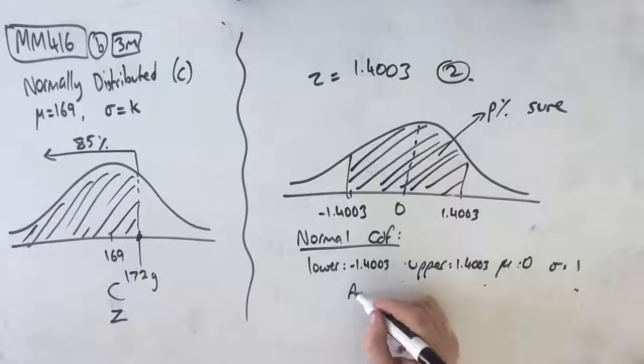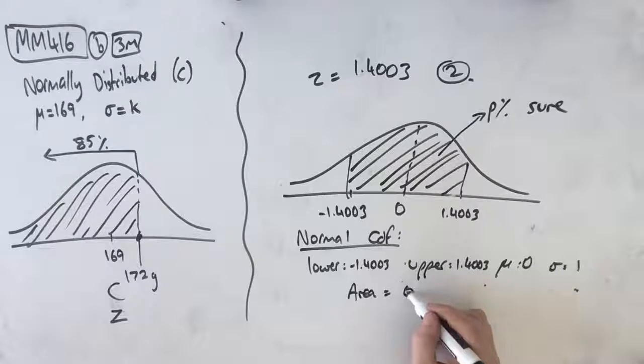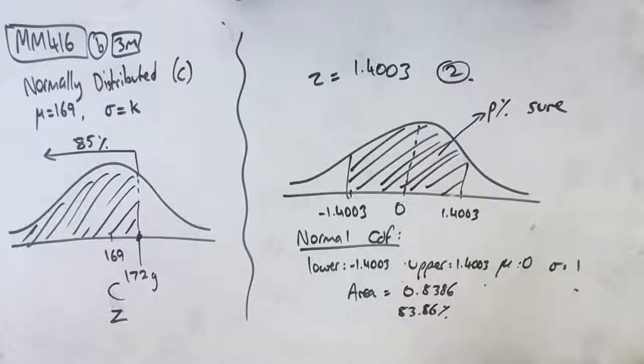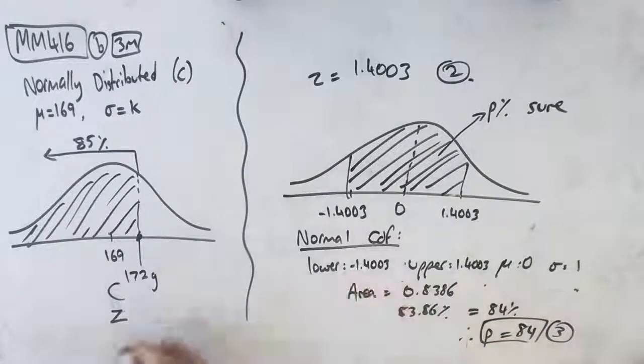Now what this gives us is an area, or a probability, of 0.8386, which means that we're 83.86% confident, which means that we're 84%, which means that P is equal to 84. And that's our third and final mark for part B, guys. If you have any questions about this, let me know. But for now, let's move on to part C.